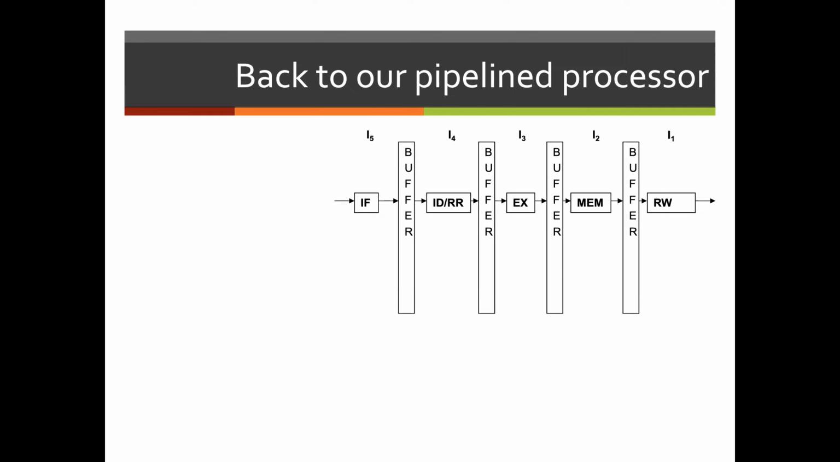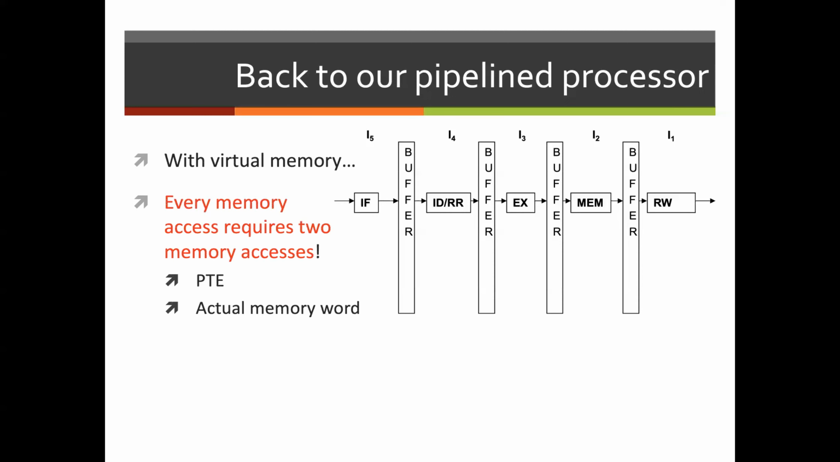And so now let's return back to understanding the impact of these memory management strategies on our processor pipeline design. With our 5-stage pipeline processor, we have to take into consideration appropriate components that will affect the performance of our virtual memory. You want to consider that with virtual memory, every memory access is going to require 2 memory accesses. This consists of getting the page table entry as well as the actual memory word from memory.